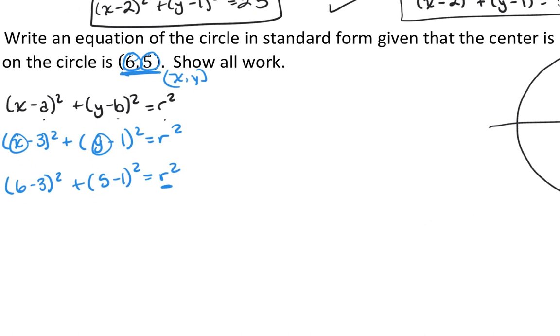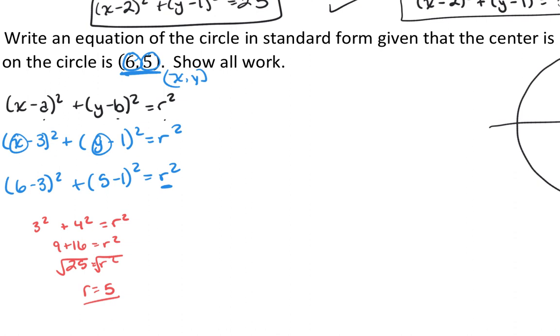So let's do that real quick. This is 3 squared plus 4 squared equals r squared. This is 9 plus 16 equals r squared. 25 equals r squared. And like we stated from the last one, you wouldn't want to take the negative of this. So r is just 5.